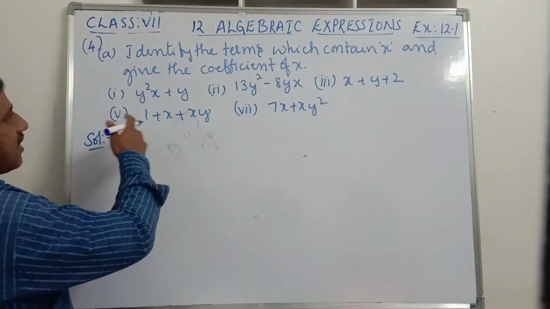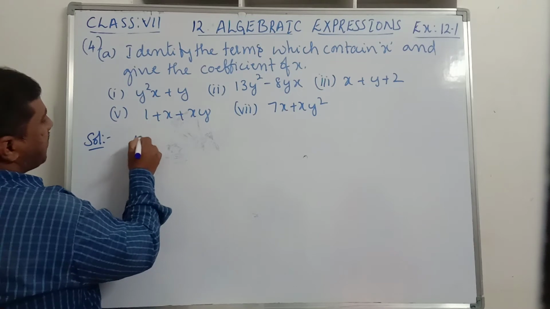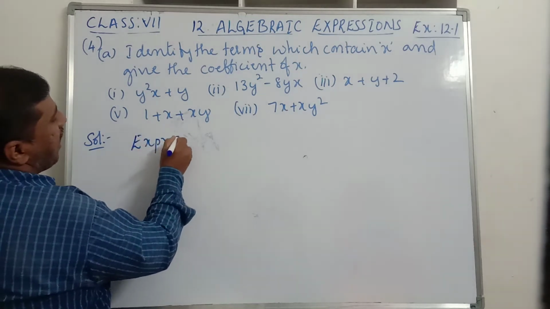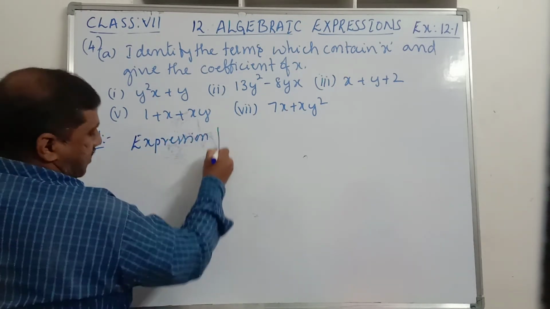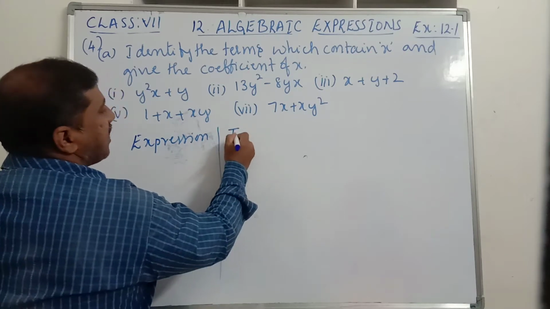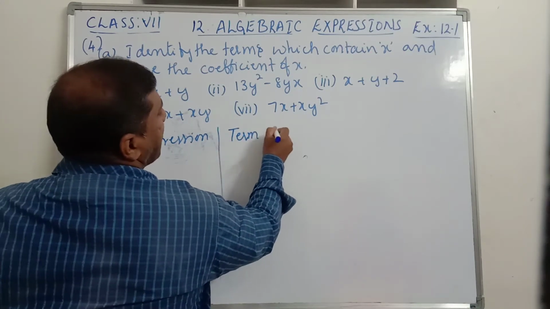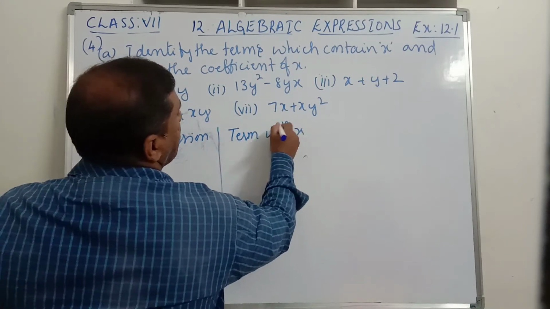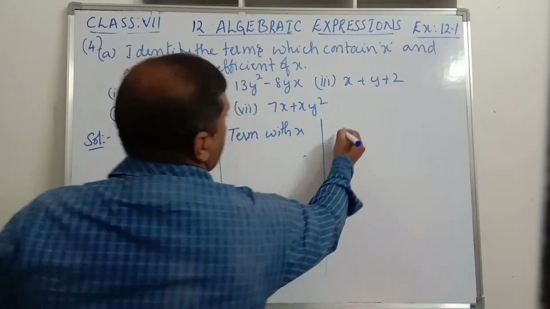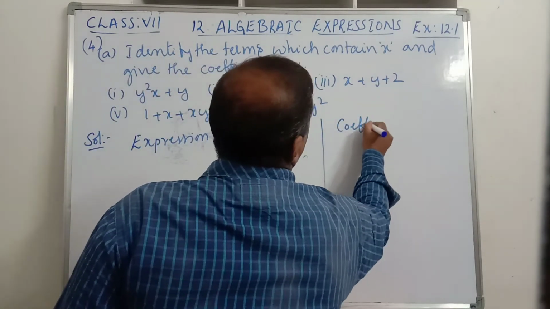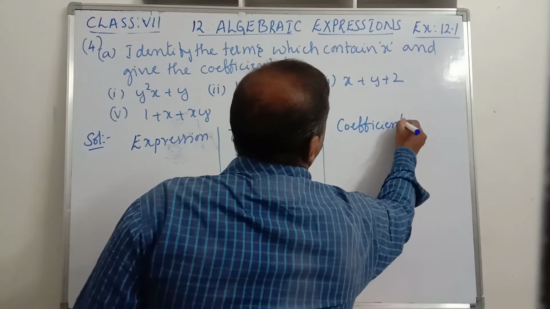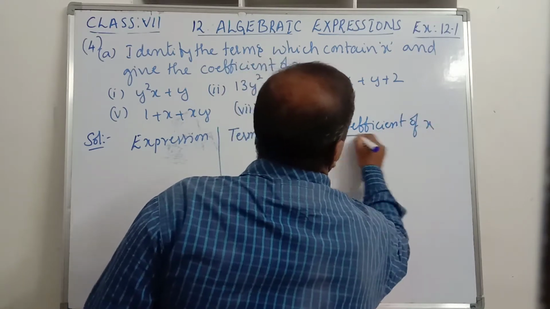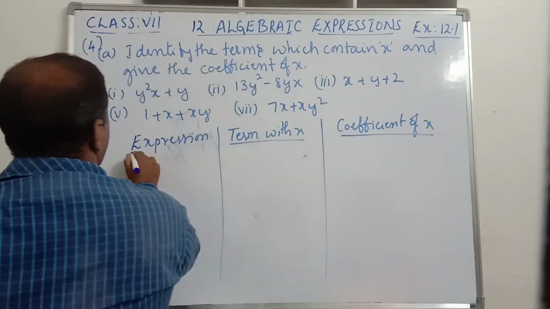So now here some expressions are given. We will write this in the form of a table. Expression, term which contains x, term with x, and coefficient of x. Like this you make a table and it will be easy for us to write.